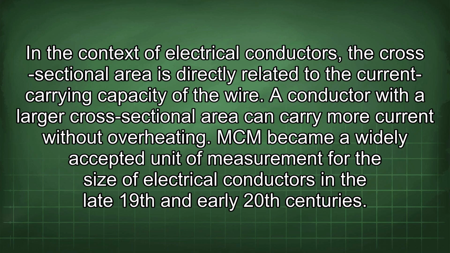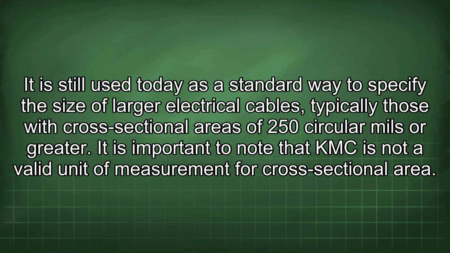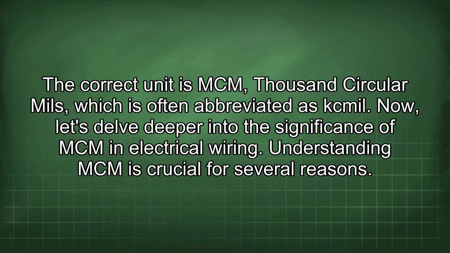MCM became a widely accepted unit of measurement for the size of electrical conductors in the late 19th and early 20th centuries. It is still used today as a standard way to specify the size of larger electrical cables, typically those with cross-sectional areas of 250 circular mils or greater. It is important to note that kmc is not a valid unit of measurement for cross-sectional area. The correct unit is MCM, 1000 circular mils, which is often abbreviated as kcmil.